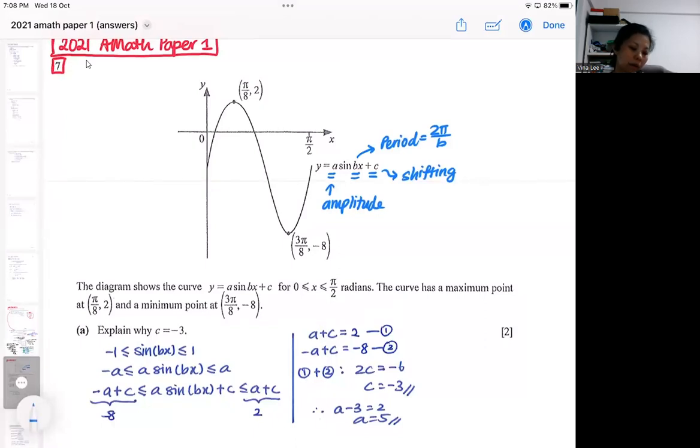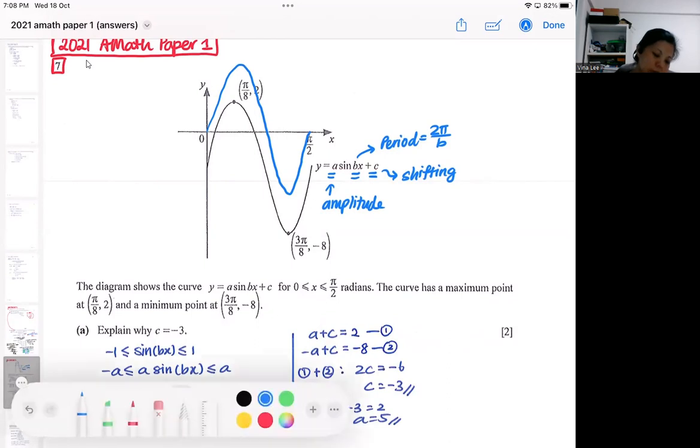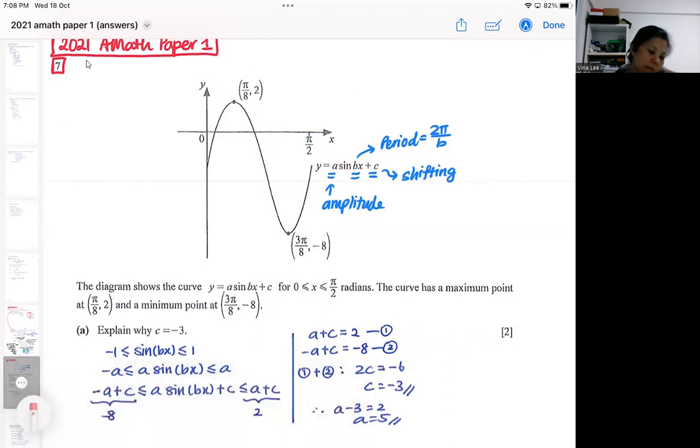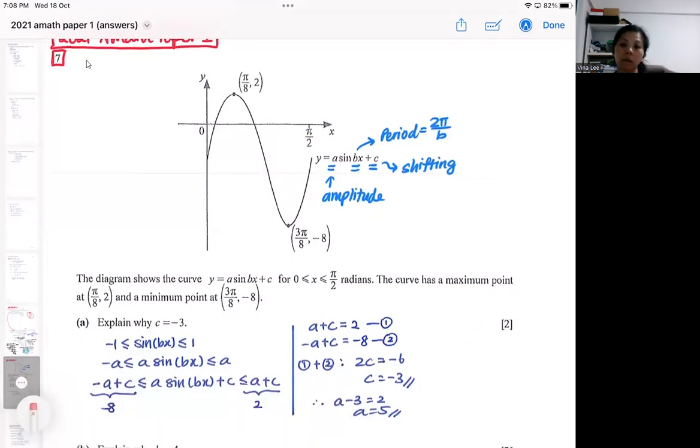For the first one, they ask you to show C is equal to -3. C is actually the shifting. It's quite obvious that there is a shifting down because a sine graph will be something like this. So how are you supposed to show that it's going to be a -3? I think for me, I did it by calculation.